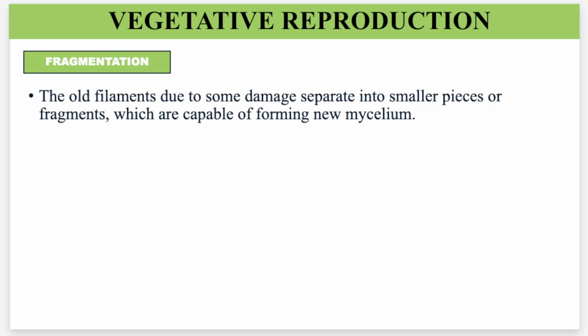The cytoplasm contains mitochondria, endoplasmic reticulum and ribosomes. If we talk of its reproduction, then vegetative, asexual and sexual reproduction occur in Aspergillus. In vegetative reproduction, fragmentation occurs. The old filaments are damaged, small pieces and fragments are formed, and new mycelium is formed from them.